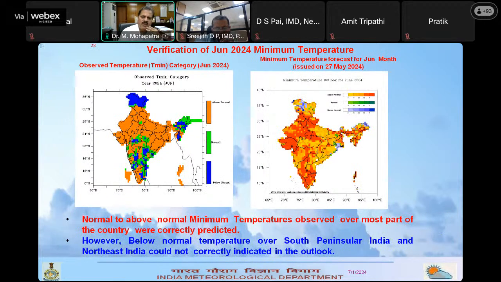Similarly, if I consider the minimum temperature, it came up well in different parts of the country, except the South Peninsula, where it has been normal to below normal minimum temperature, but the prediction was above normal minimum temperature.